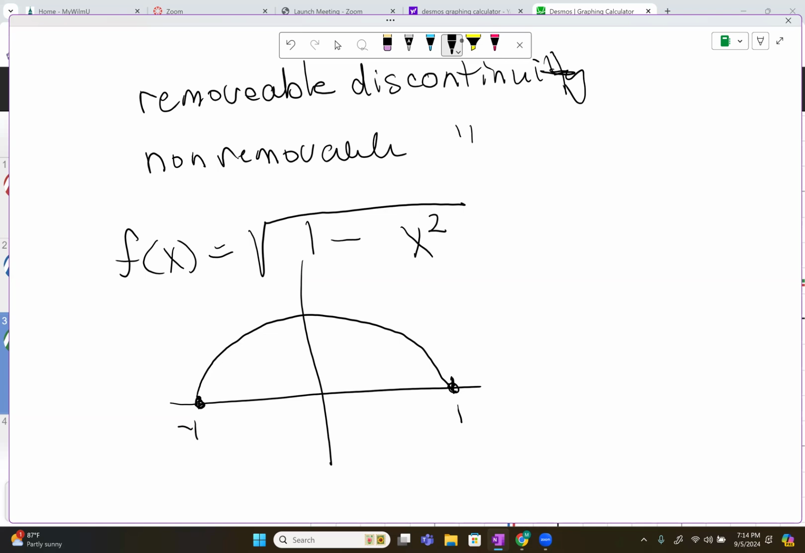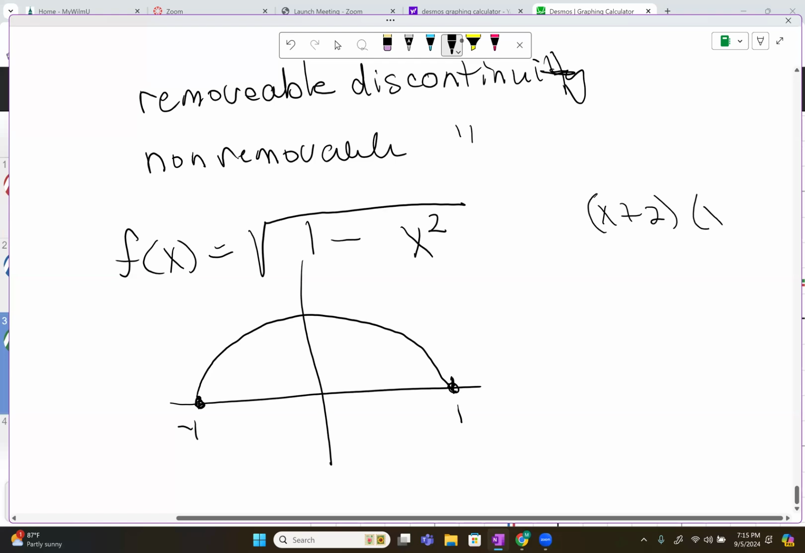In removable discontinuity, you can actually eliminate the value. When the function can be made continuous at a specific point, you can do that by defining or redefining it at that point. So it is removable. In other words, it's kind of like having an x minus 3. Like let's say you have x plus 2 and let's say you have x minus 3 here. You can remove it. It could be removed.